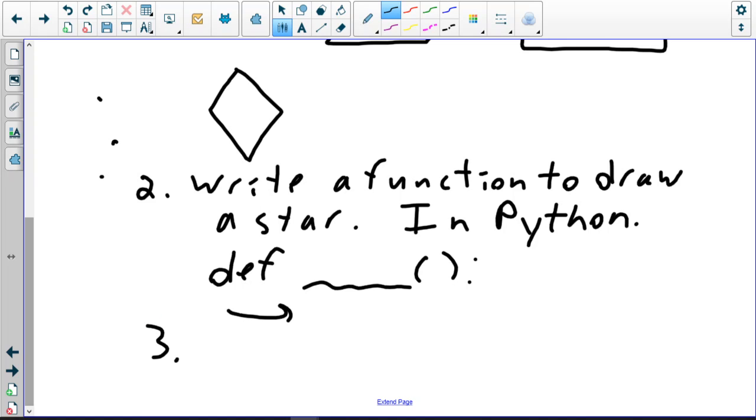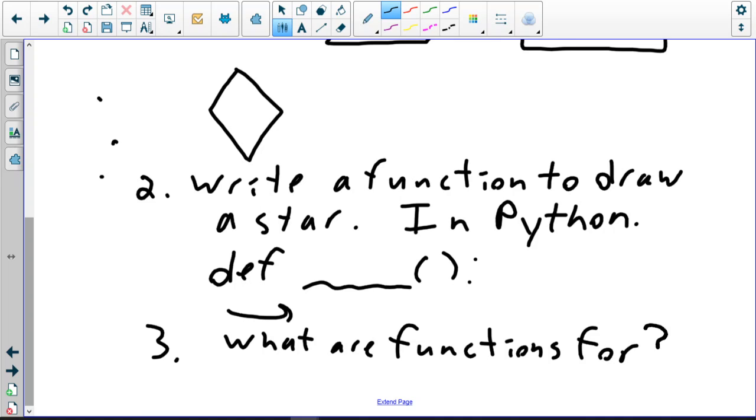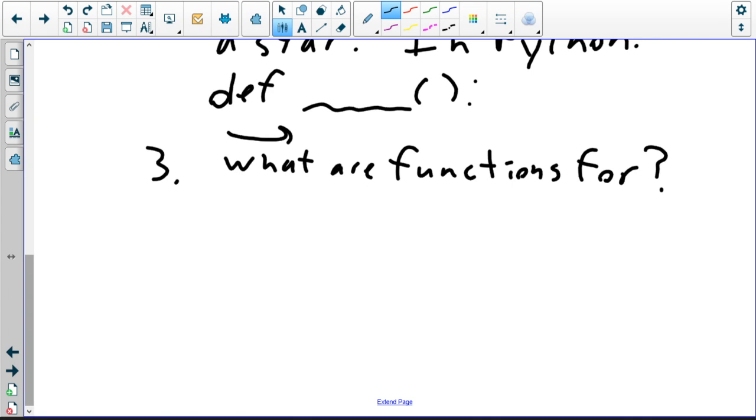Now, the third question is something you should be able to answer readily whenever asked: what are functions for? Why do we even use them? How do they help us out? There's a little diagram, and I ask you for some ideas about the types of functions you might use for this little diagram.